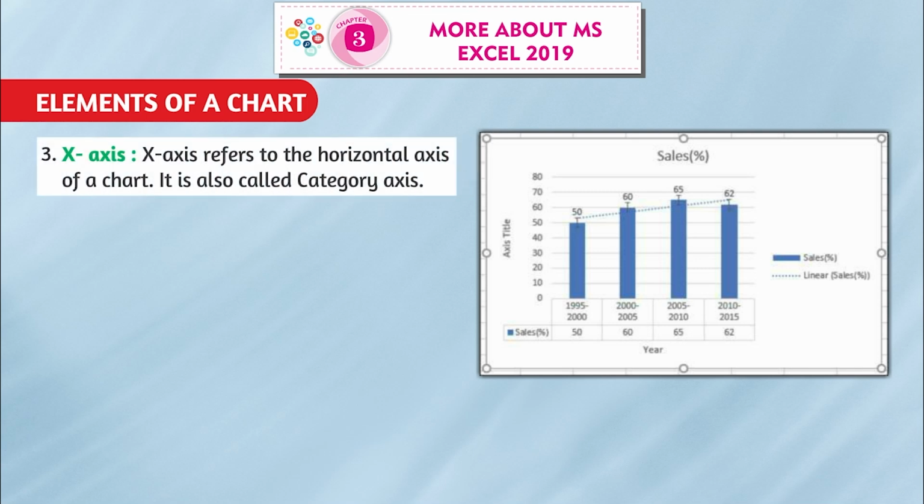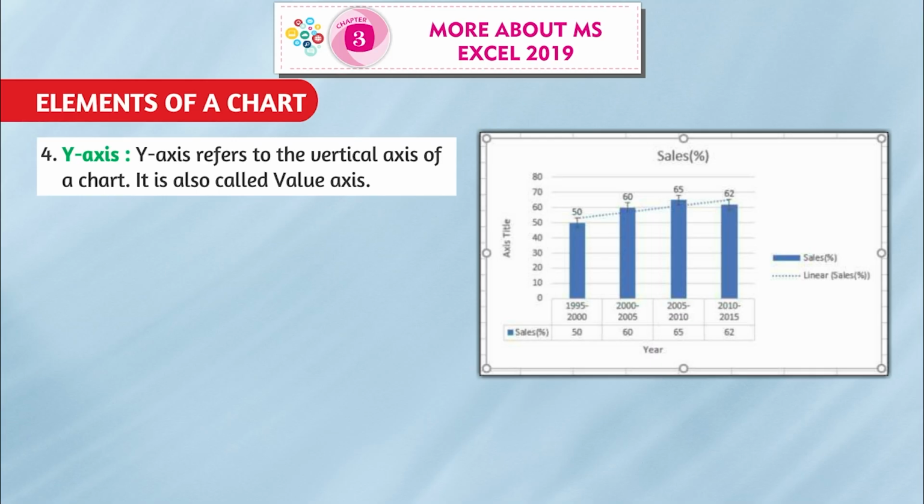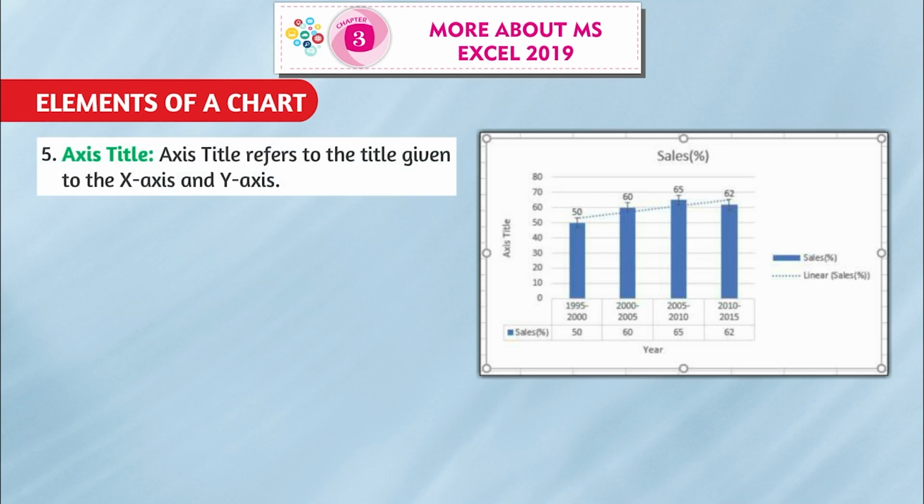3. X-axis. X-axis refers to the horizontal axis of a chart. It is also called category axis. 4. Y-axis. Y-axis refers to the vertical axis of a chart. It is also called value axis. 5. Axis Title. Axis title refers to the title given to the X-axis and Y-axis.